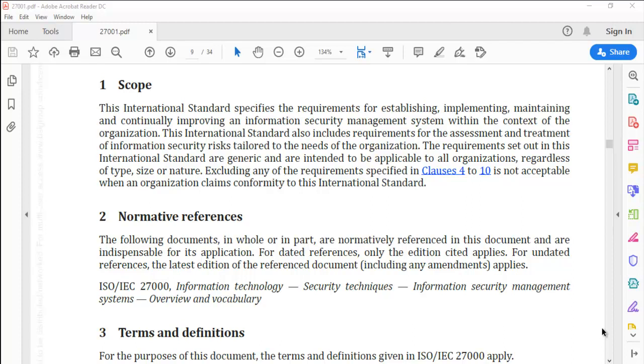1. Scope. This international standard specifies the requirements for establishing, implementing, maintaining, and continually improving an information security management system within the context of the organization. This international standard also includes requirements for assessment and treatment of information security risks tailored to the needs of the organization. The requirements set out in this international standard are generic and are intended to be applicable to all organizations, regardless of type, size, or nature. Excluding any requirements specified in Clause 4 to Clause 10 is not acceptable when an organization claims conformity to this international standard.